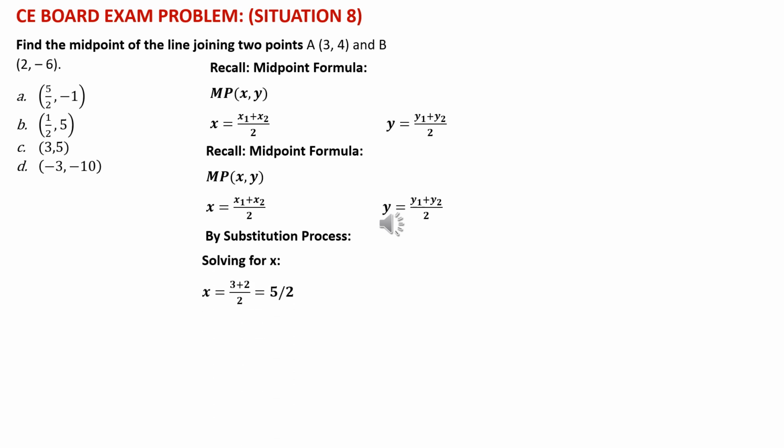solving for the value of x, we have the value of x as 5 over 2. And also, of course, solving for the value of y, we can have a result of -1. Then finally, our final answer to this given board exam problem, we have its midpoint as (5/2, -1). The abscissa is 5 over 2, while the ordinate is -1.